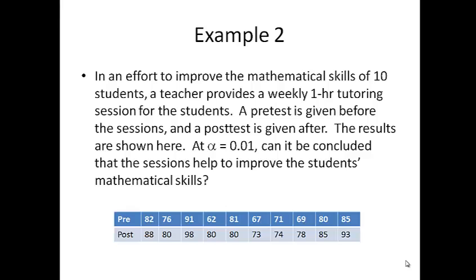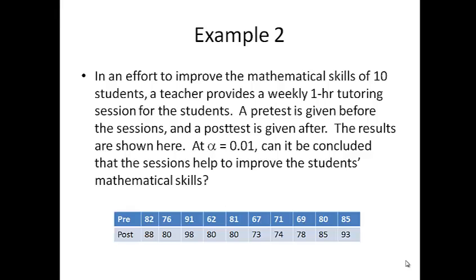In an effort to improve the mathematical skills of 10 students, a teacher provides a weekly 1-hour tutoring session for the students. A pre-test is given before the session, and a post-test is given after. The results are shown here. At alpha equal to 0.01, can it be concluded that the sessions help to improve the students' mathematical skills?